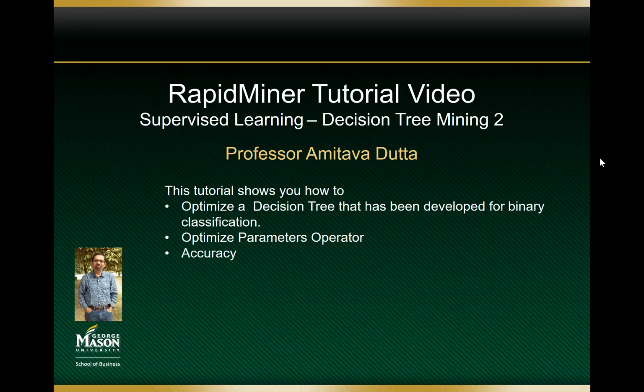Hello, in this tutorial we will learn how to optimize a decision tree that has been developed in RapidMiner for binary classification. In particular, we will look at the optimize parameters operator in RapidMiner that allows us to systematically explore various combinations of different parameters and from that pick the parameters that result in the best decision tree. The metric that we are using here is accuracy, and once the tree has been optimized, we'll examine the accuracy of the resulting model.